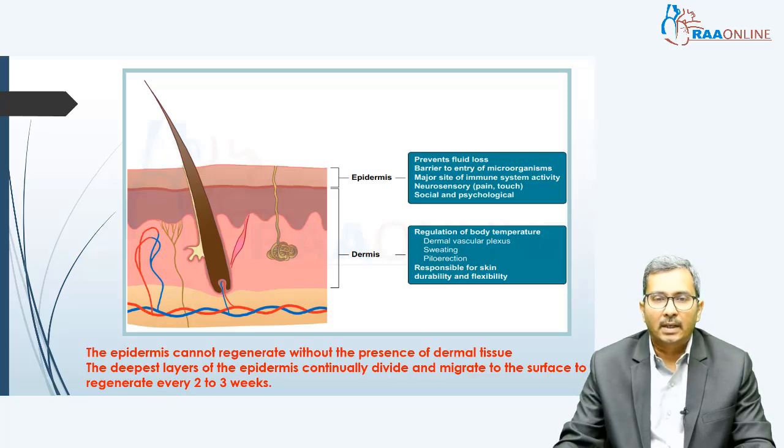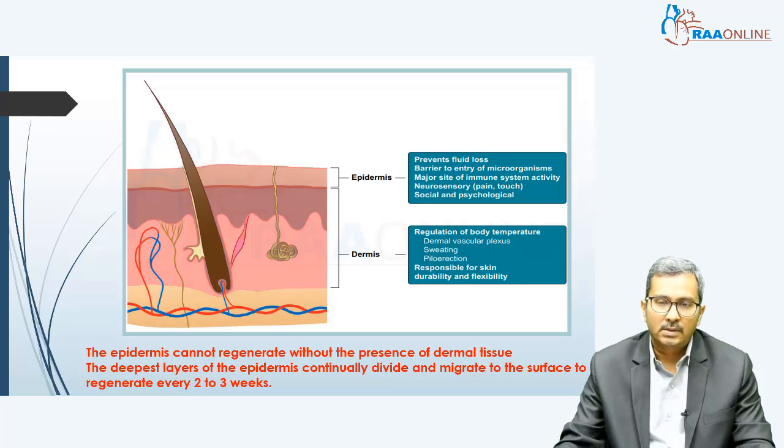So, this is the schematic representation of the skin. As we all know, the structures are the epidermis and dermis. The superficial portion, the epidermis, has a very important role: it acts as a barrier preventing microorganisms from entering the skin. It occupies the most important part of the immune system of our body. Second, it prevents fluid loss to the maximal extent, and also, as we all know, touch, pain and other sensations are manifested through this epidermis.